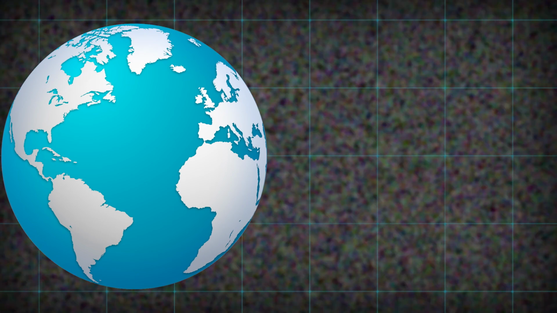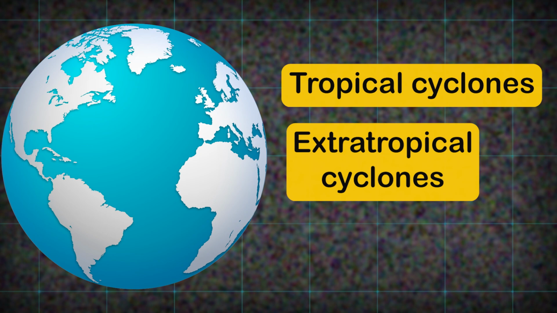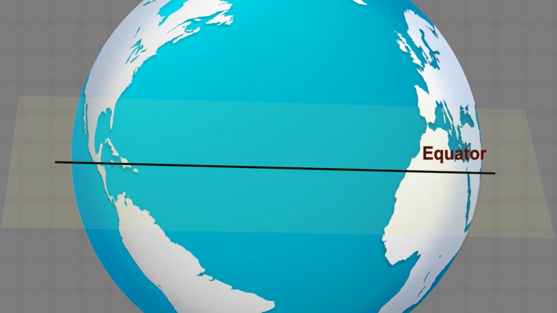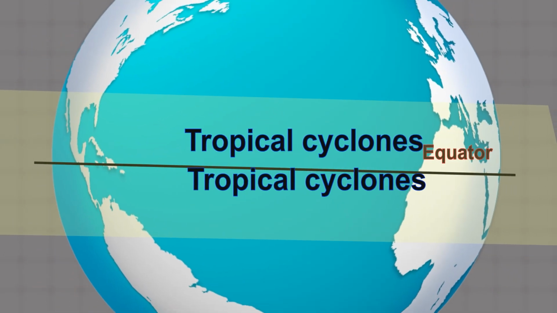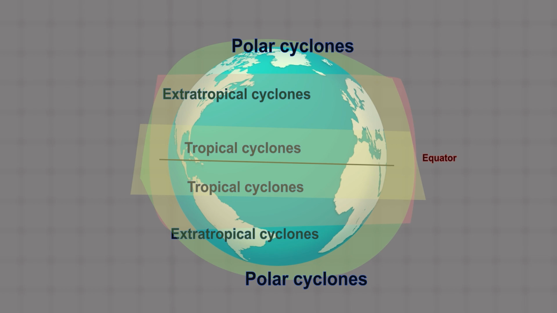There are three main types of cyclones: tropical, extratropical, and polar. Tropical cyclones form over warm ocean waters near the equator, extratropical cyclones occur in mid latitude regions, and polar cyclones are found near the poles.